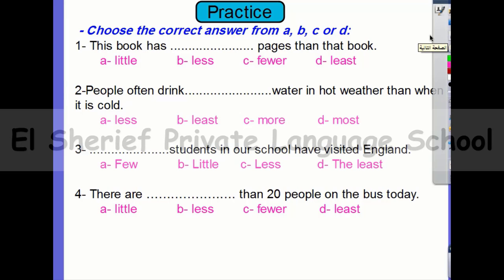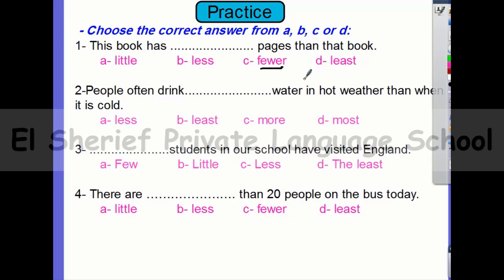Now let's turn to these questions. Okay, choose the correct answer from A, B, C or D. Number 1, this book has blank pages than that book. Little or less or fewer or least. Here pages is uncountable or countable? Yes, it's countable noun. So we will use fewer. The answer will be fewer. This book has fewer pages than that book.